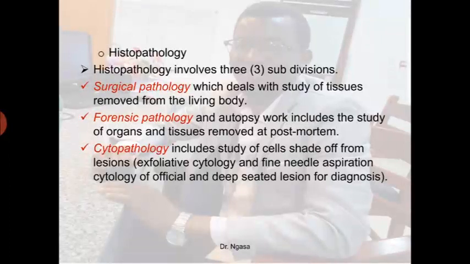Also, we have forensic pathology and autopsy work, which includes the study of organs and the tissues removed at postmortem. Postmortem means after death. And also we have cytopathology, which includes the study of cells shed off from lesions, like in exfoliative cytology and fine needle aspiration cytology of superficial and deep-seated lesions for diagnosis.